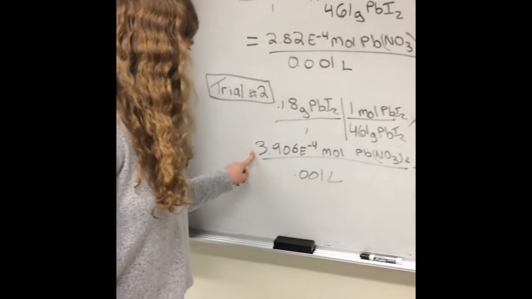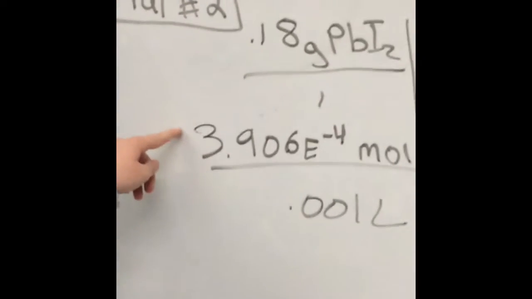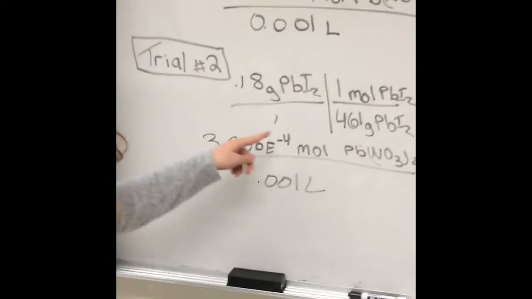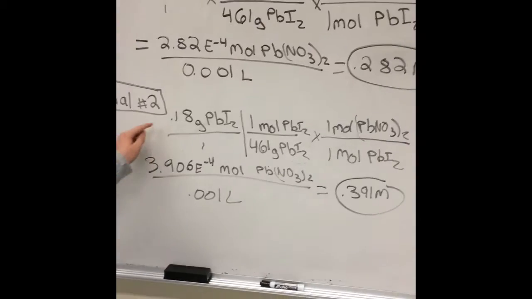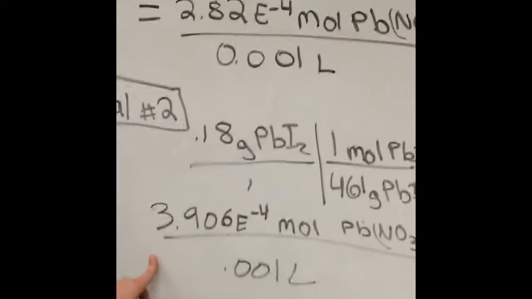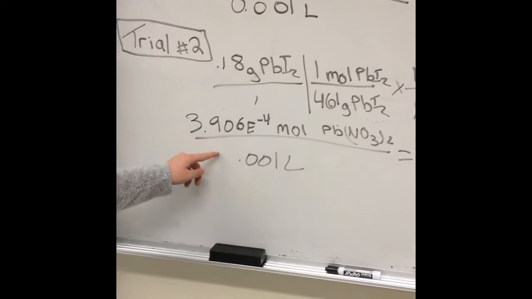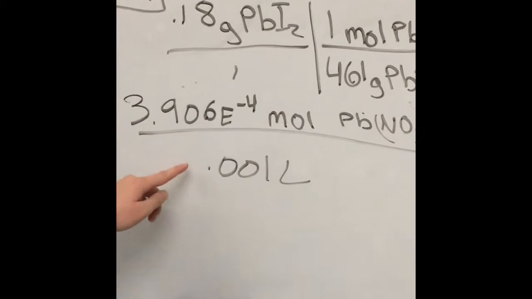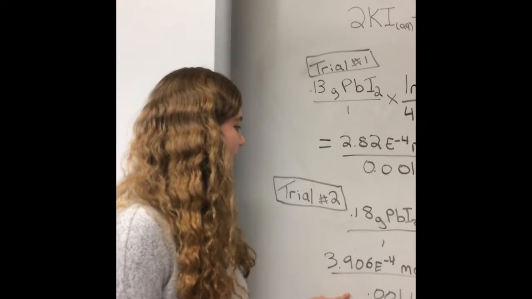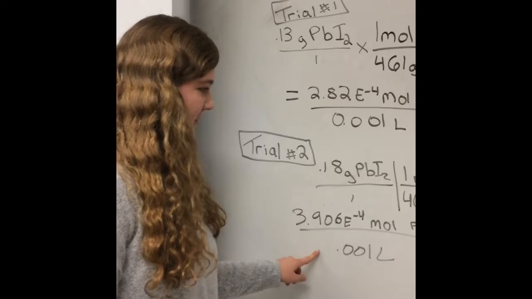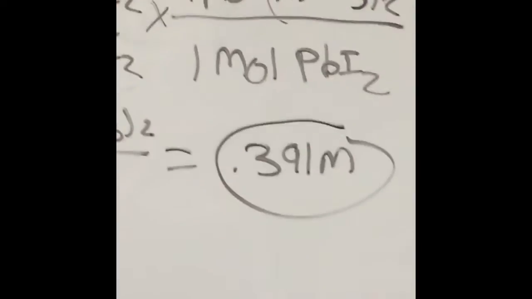that 3.906 × 10^-4 moles of Pb(NO3)2 are in this. And then using our molarity equation, we divided that over 0.001 liters because we used 1 milliliter of the Pb(NO3)2 to get our molarity of 0.391.